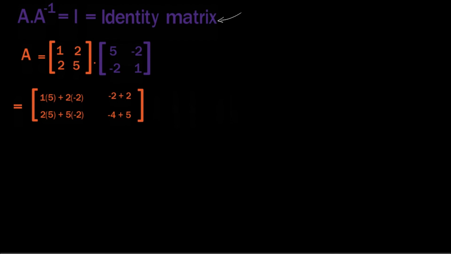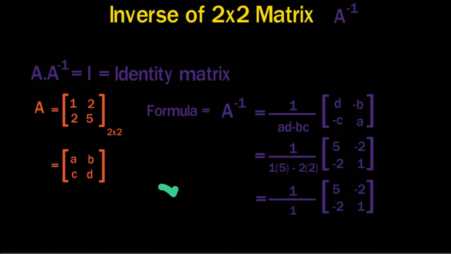5. So you can actually get the answer 1 0 0 1. So this is actually the identity matrix. So which means that our calculations of the inverse is correct.